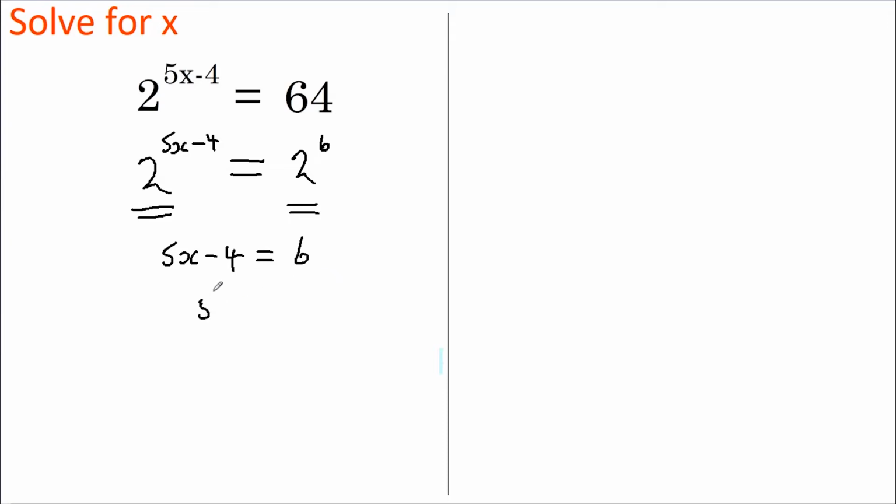Rearranging, we get 5x equals 10. I've just added 4 to both sides. Therefore, x equals 2.